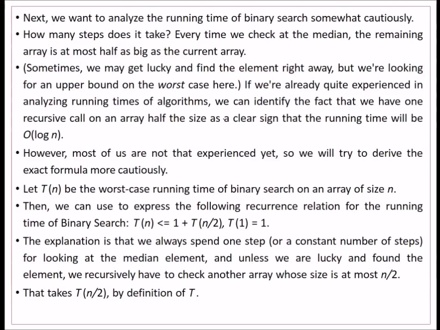Again, we analyze the running time of binary search with some caution, that is, how many steps we have taken. Every time we check at the median, the remaining array is at most half as big as the current array. Sometimes we may get lucky and find the element right away, but that is not what we are finding out. We are actually interested in the worst case here. Because we have already talked about binary search, you know that the running time is order of log n. How does this order of log n come?